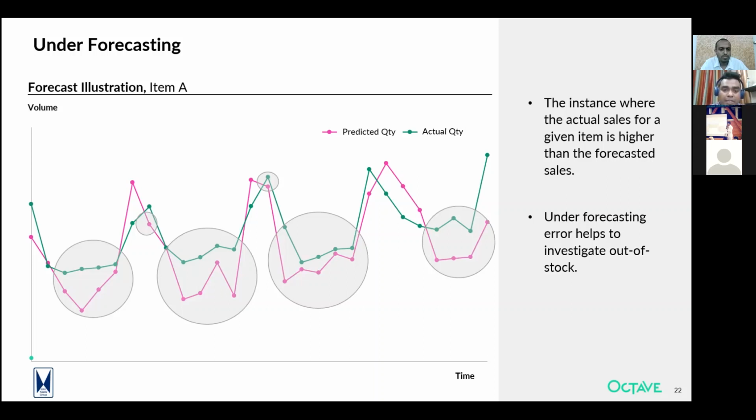Based on the business need, sometimes the business wants to optimize towards the stock holding cost. Sometimes the business wants to optimize towards the loss of sales, or the under forecasting error. So based on the business need, you have to play with these under forecasting and over forecasting errors.